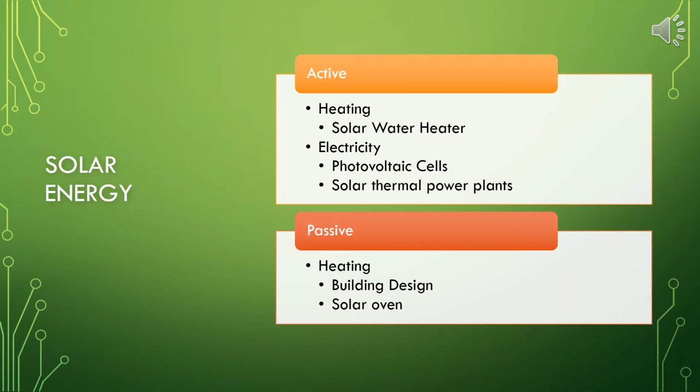So let's talk solar energy. There are two major categories of solar energy: active and passive. Active solar energy actually uses the energy from the sun to do something specific. For example, we can use energy from the sun for solar heating. We can also use it for electricity through photovoltaic cells and solar thermal power plants. But there's also passive solar energy, which comes in heating by using building design and solar ovens.